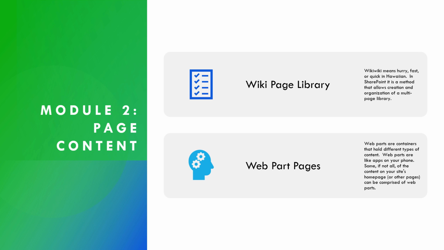And then web part pages. Web parts are containers that hold different types of content, from lists to libraries, calendars, and so on. Web parts are kind of like apps on your phone. Some, if not all, of the content on your site's homepage or other pages can be comprised of web parts. And we're going to be dealing with both of these categories of creating page content in this module.